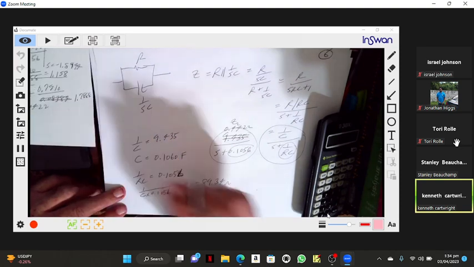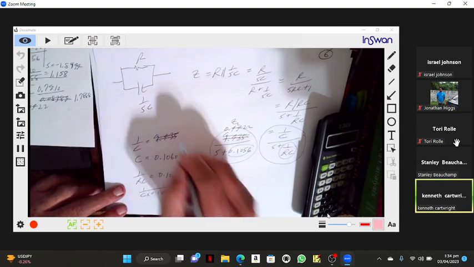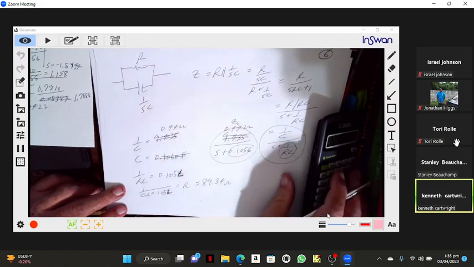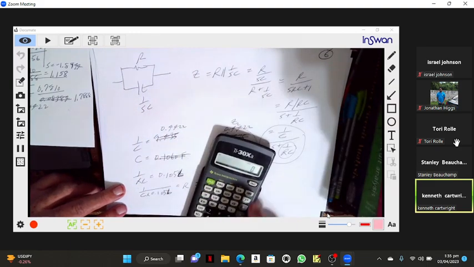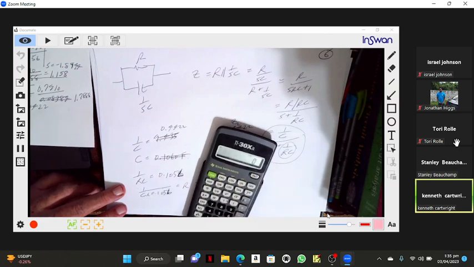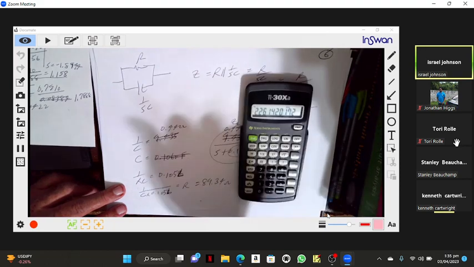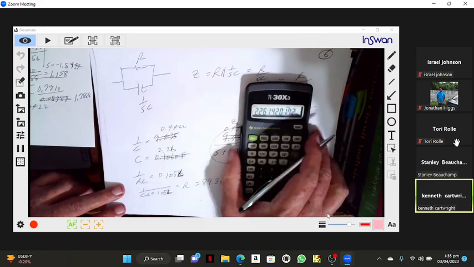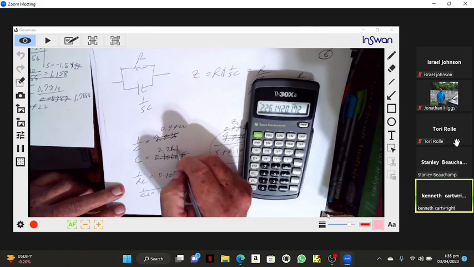Okay. So 1 over C is 0.4422. So C is the reciprocal of 0.4422, which is 2.2261.